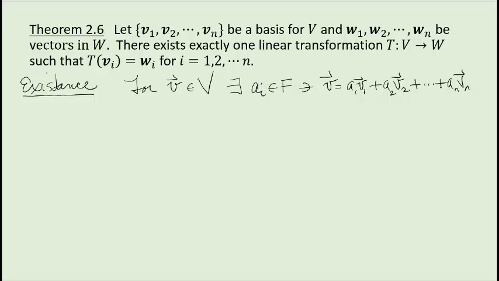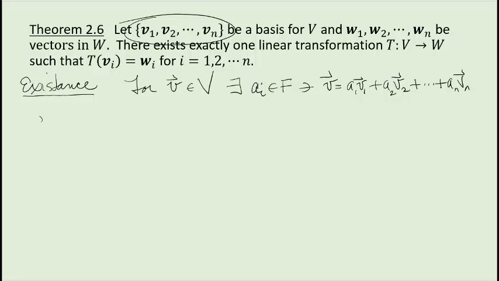So I'm going to define the obvious transformation that would map the V sub i's to the W sub i's, and then we'll show it's linear. So for any V in V, since this is a basis for V, there exist scalars so that we can write V as a linear combination of its basis vectors. That's for any v in V.